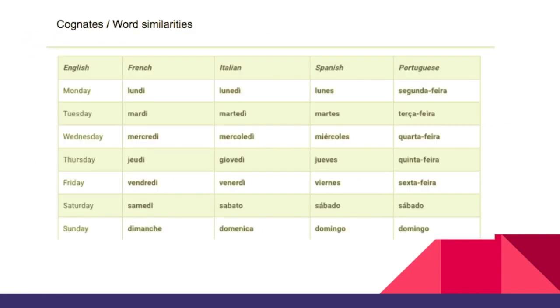So this is just a little chart of cognates, of words that are similar and how you can tell that they have similar roots. This is the days of the week for French, Italian, Spanish, and Portuguese. These are all Romance languages. They all stem from Latin, so they're all going to have those same root words.